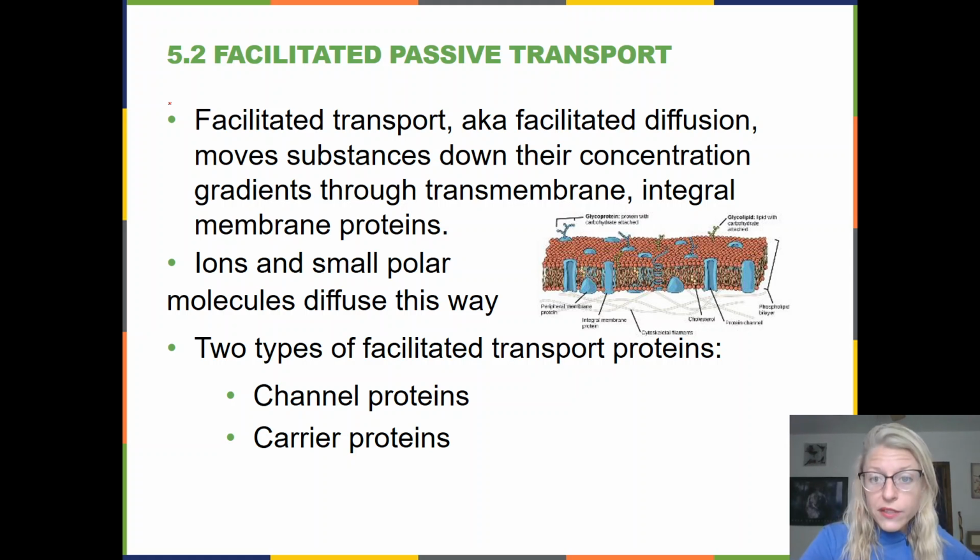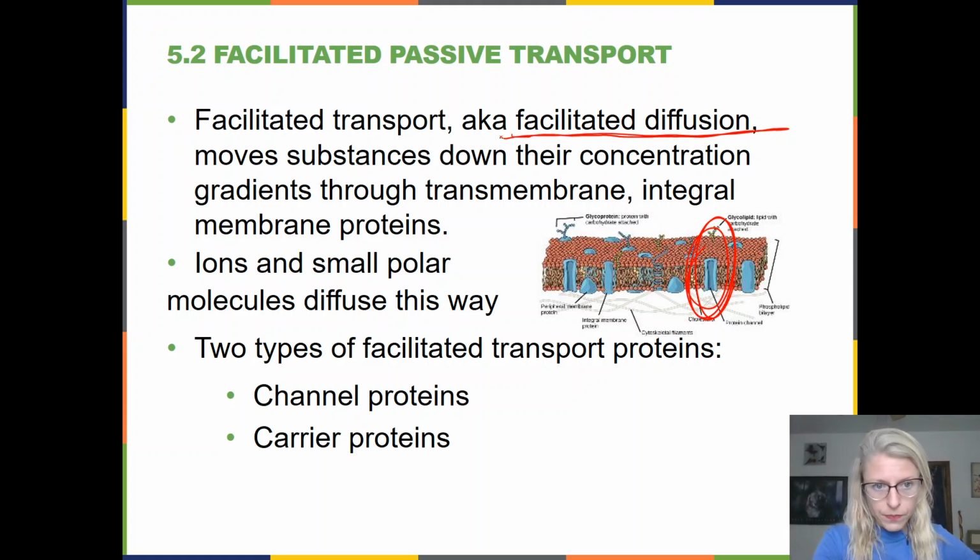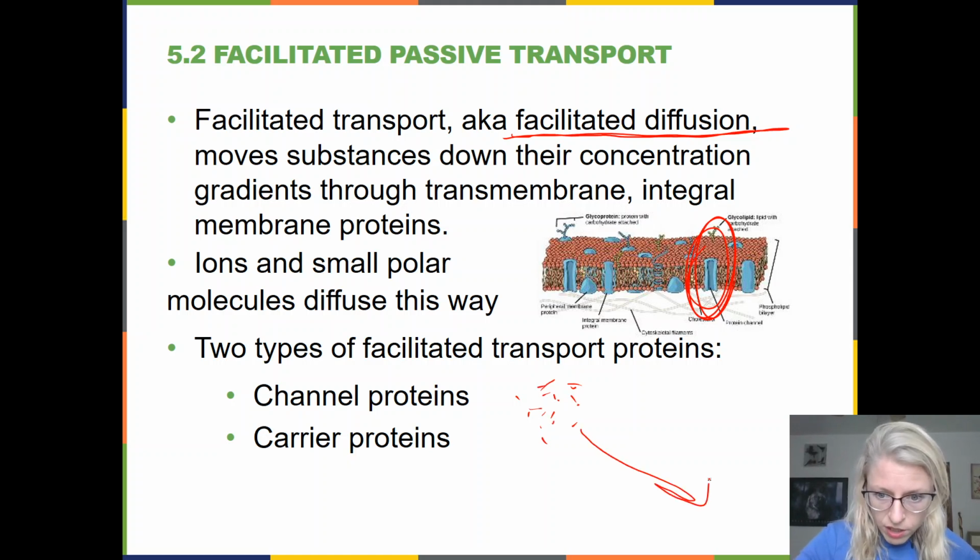So another means of transport using these protein channels that I talked about earlier is facilitated diffusion. You can call it facilitated passive transport. I like facilitated diffusion. Now, this moves substances or molecules down their concentration gradient still. So we're still going from an area of really high concentration to an area of low concentration. But these molecules are too big or polar and can't get through the cell membrane by themselves, so they have to go through these special channels to help them into the cell.